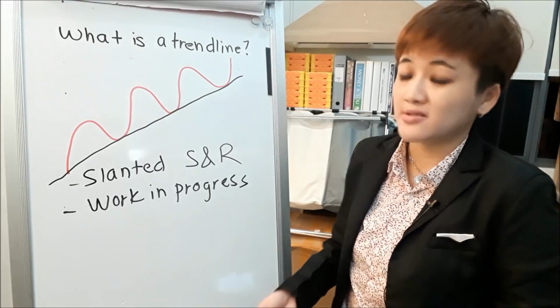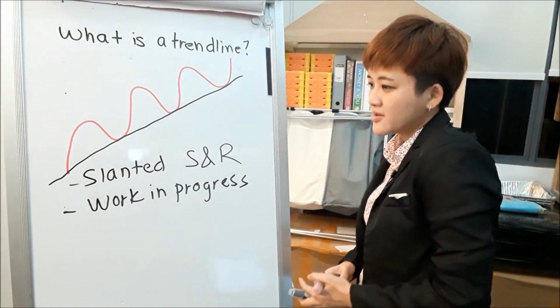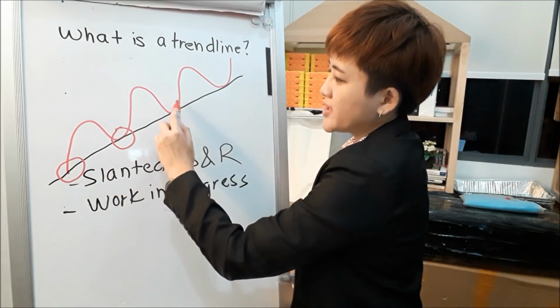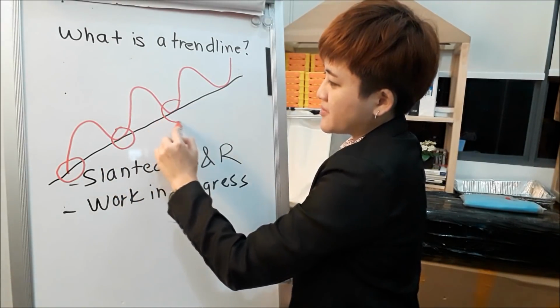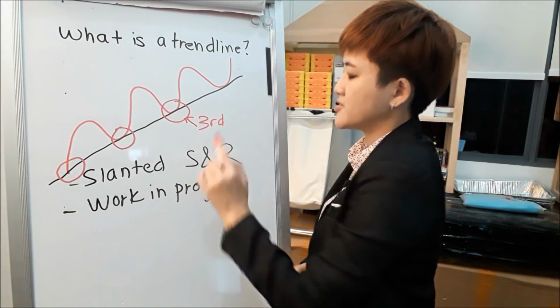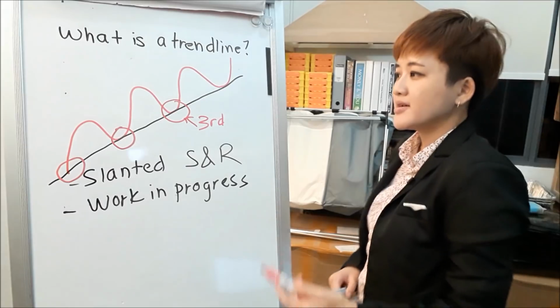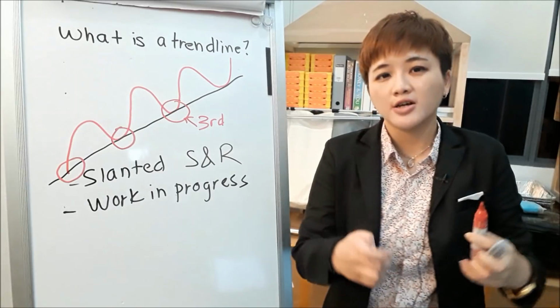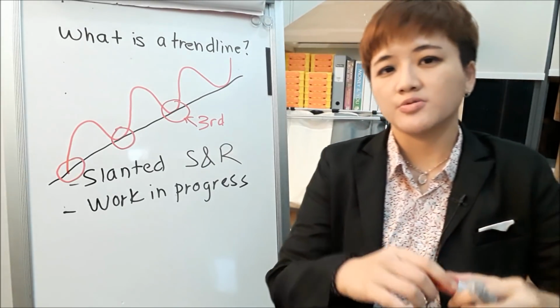So how do you know whether a trendline is confirmed or not? This is the first point of touch, second point of touch. When it comes to the third point of touch, this is where the trendline is so-called confirmed. Then any breakout below the trendline would potentially cause the bullish trend to end.